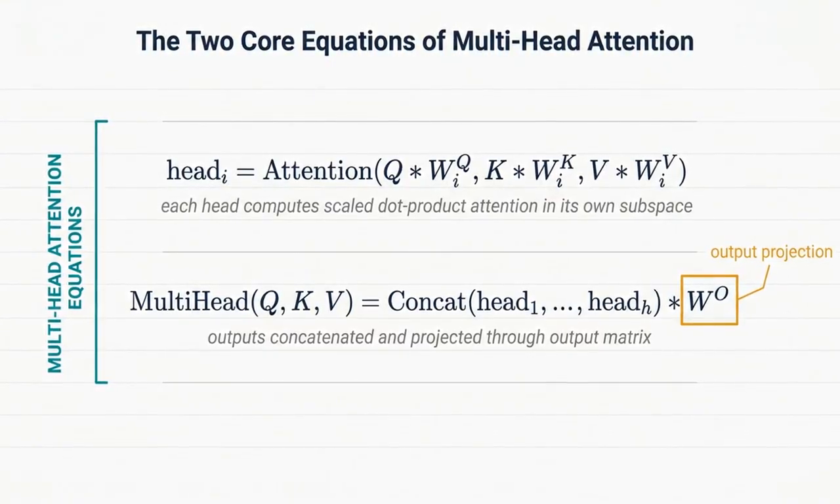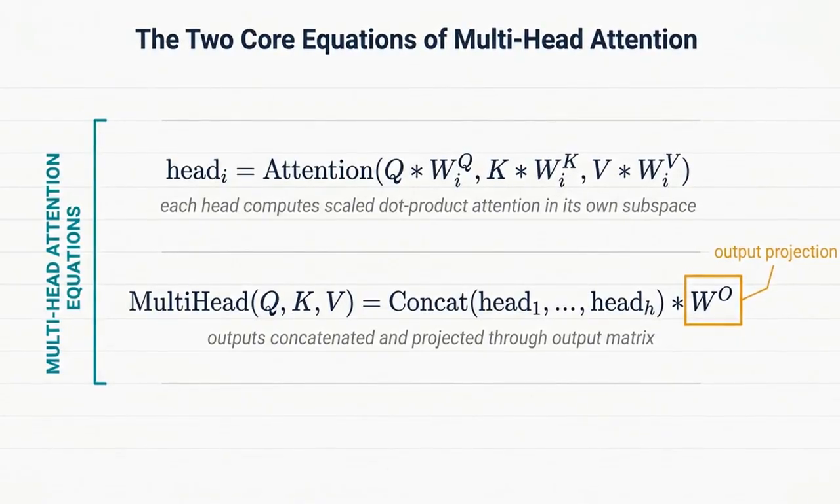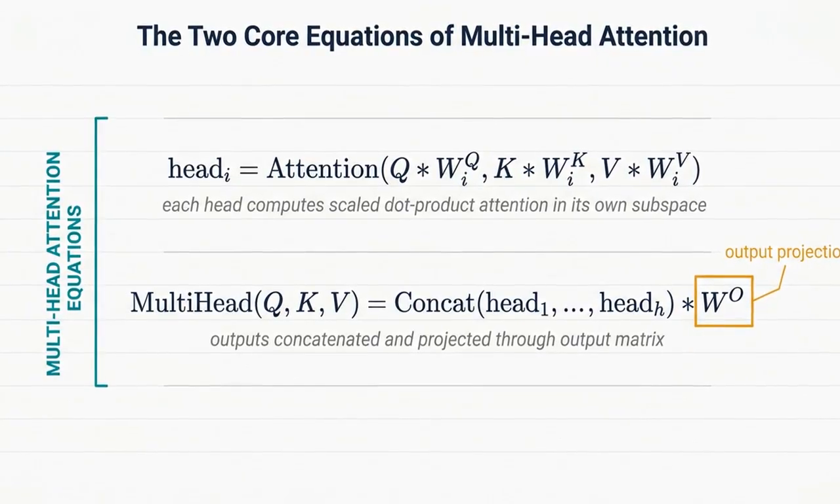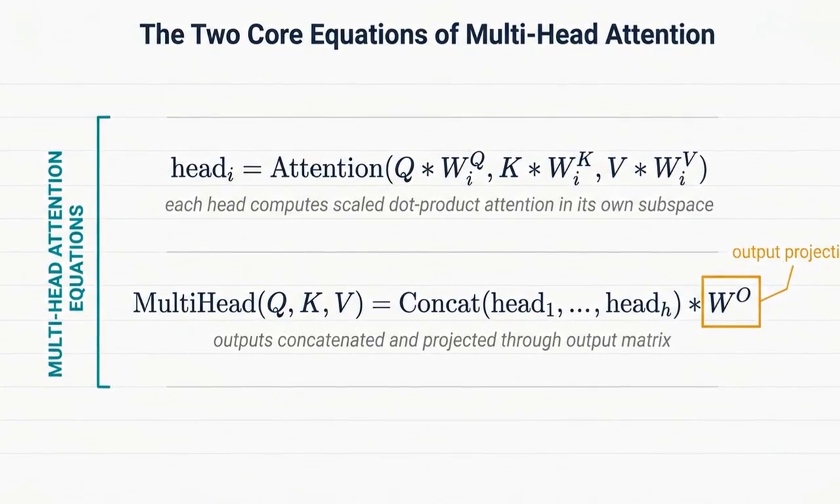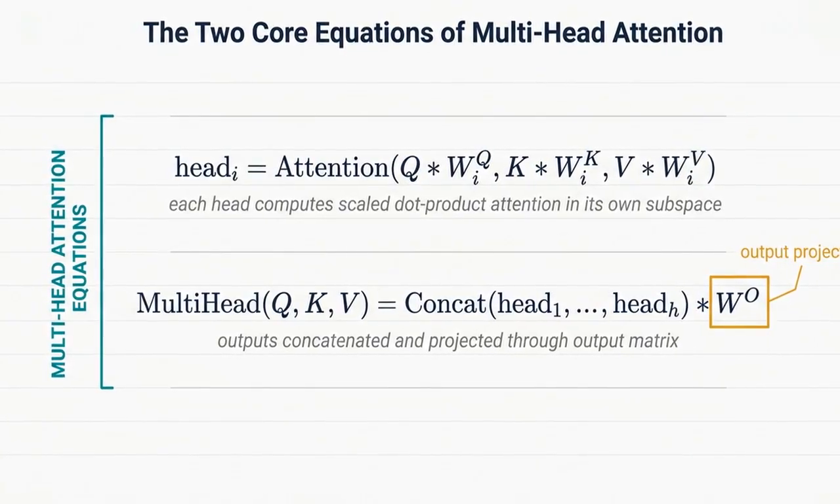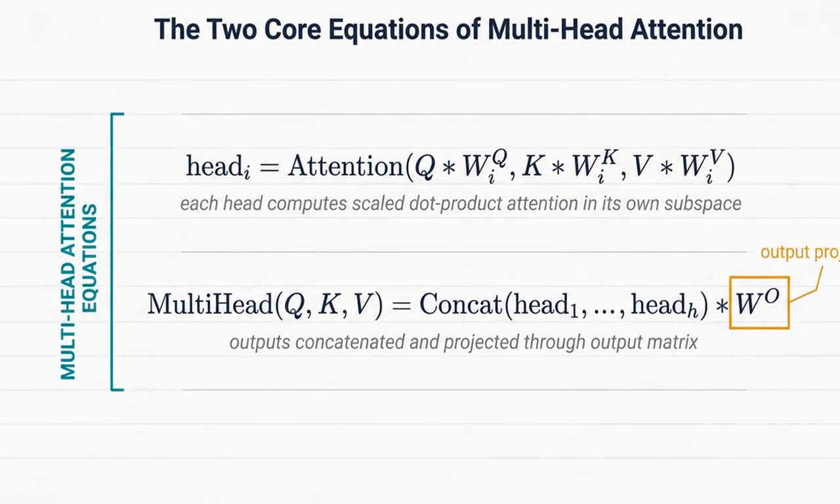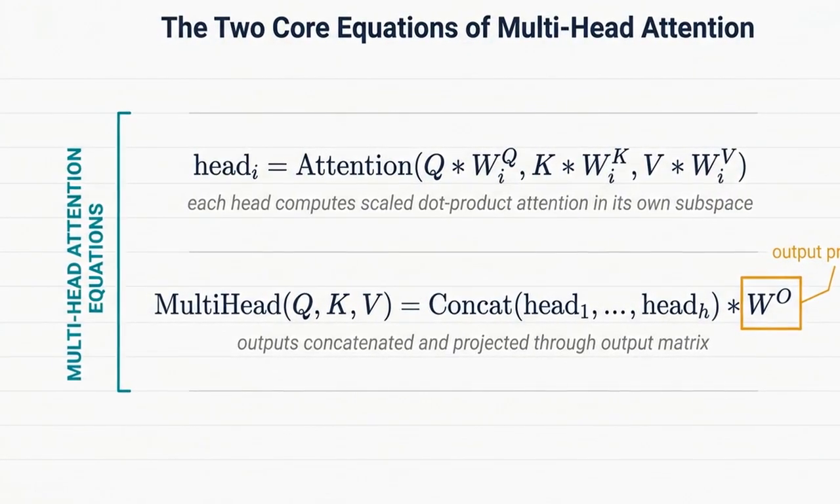Head sub i equals attention of Q times W sub i superscript Q, K times W sub i superscript K, V times W sub i superscript V. Multi-head of Q, K, V equals the concatenation of head sub 1 through head sub h, times W superscript O.